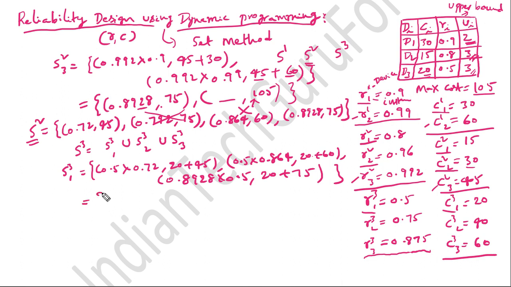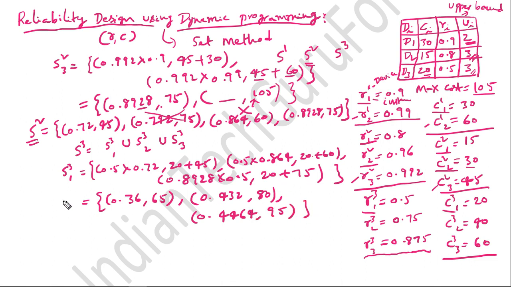So that is equal to 0.5 into 0.72, 0.36 comma 65 comma 0.5 into 0.864. This is 0.432 comma 20 plus 60, 80 comma 0.8928 into 0.5, 0.4464 comma 20 plus 75, 95. So these are the values for S power 3 suffix 1.